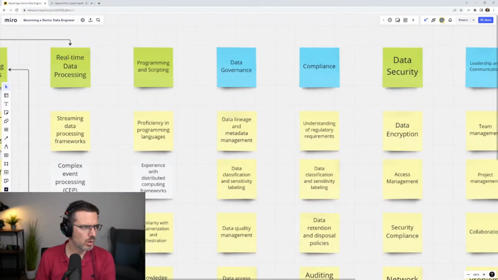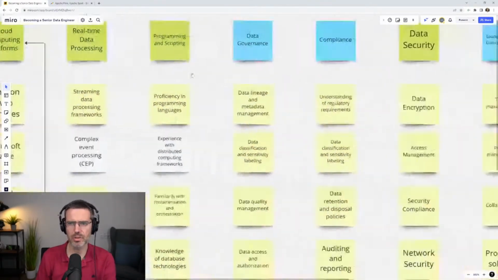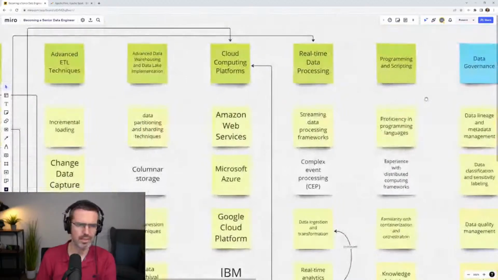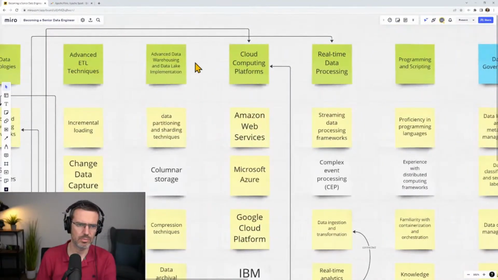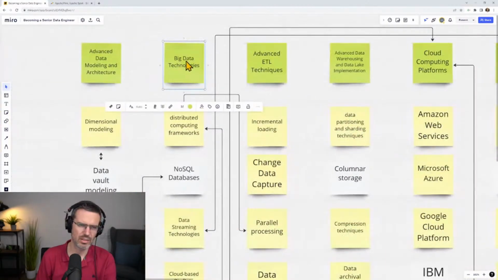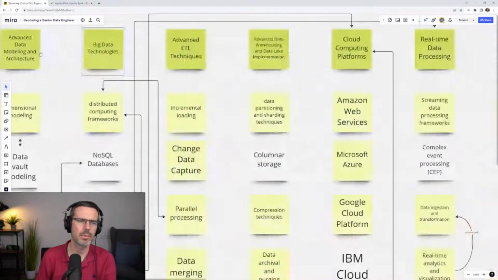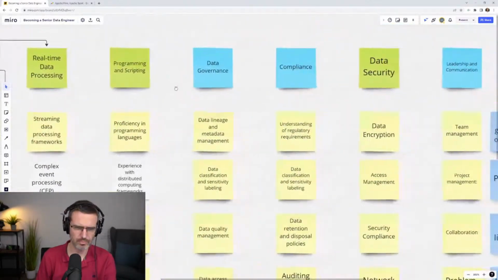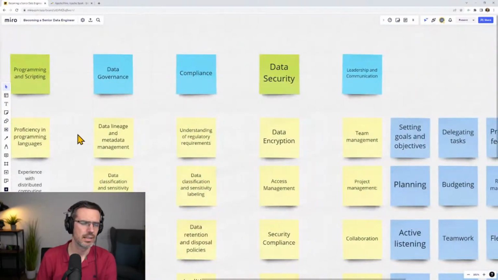So the coding part and the architecture part is a lot here in the earlier cloud computing platforms, warehousing, ETL pipelines, real-time processing, big data technologies. Big data. I hate that term here. Advanced data modeling architecture. Right, so now let's look at governance, compliance, security, leadership.